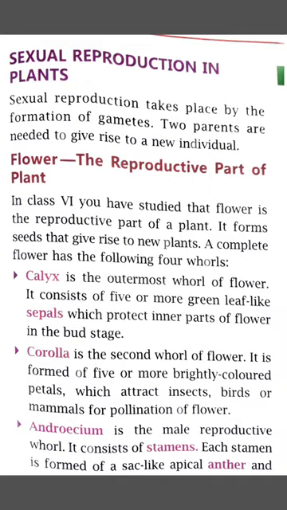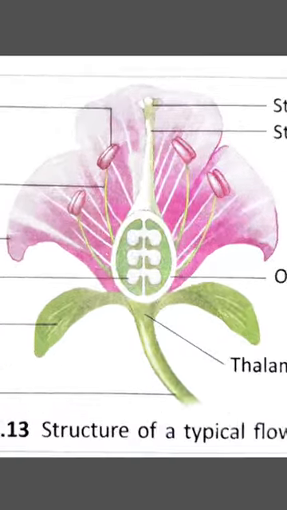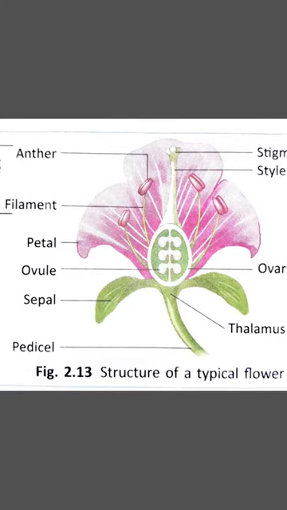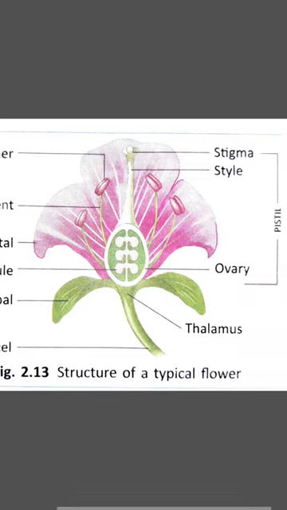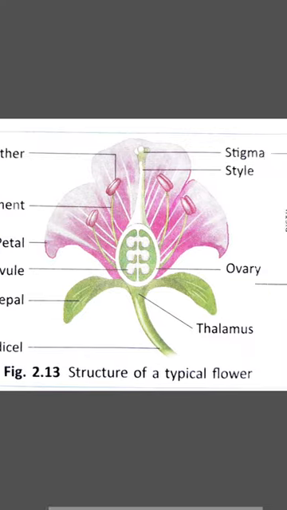This is what I have just told you. These are the essential and non-essential parts of the flower. Just have a look at the structure. Yes, very good. This is the structure of a typical flower. The first part, what I have told you, is the sepals. A group of sepals is known as calyx. Second, the corolla or the petals.